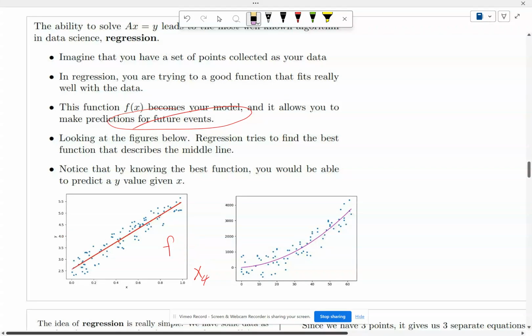There are many different kinds of regression. There's the one that's just a line, which is called linear regression. Or you can have something that curves, or you can have very complicated curves. So you pick the kind of line that you want to fit. Notice that by knowing the best function, you will be able to predict y at any given x. Given x, you will be able to predict the ideal y.